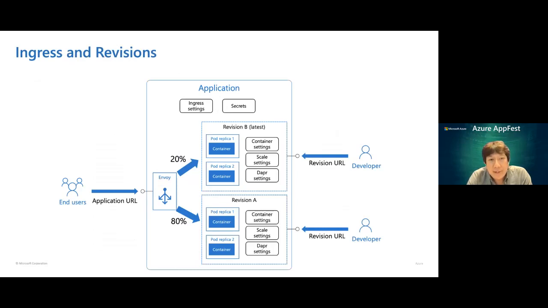And ingress and revision, right? Inside our container apps, we are using Envoy as an ingress controller, so we can do the traffic split, and we do the blue-green deployment. We do the zero downtime deployment, right? We just use Envoy to shift the traffic from blue to green, right? So you don't see any downtime upgrading your application.